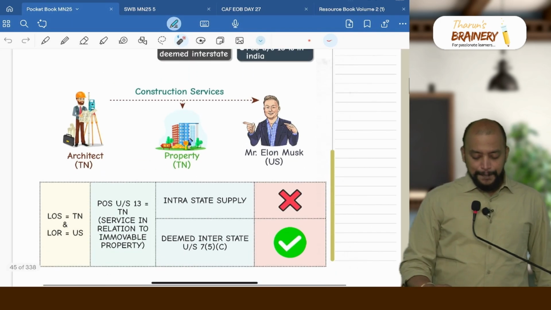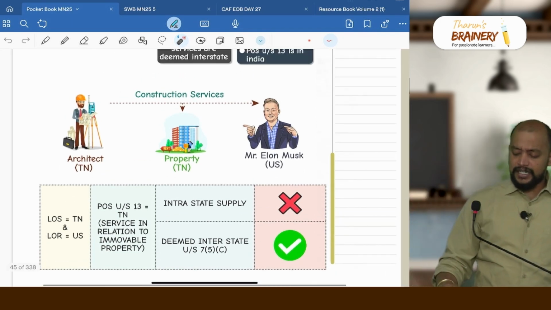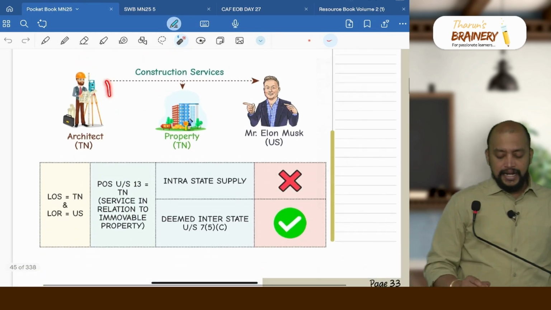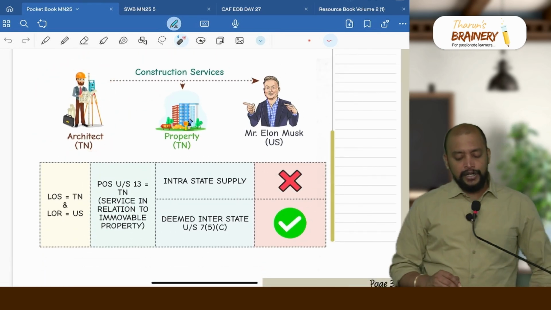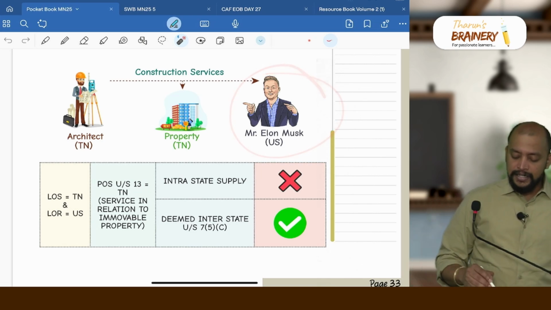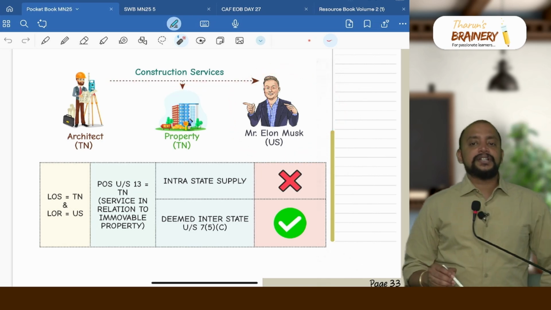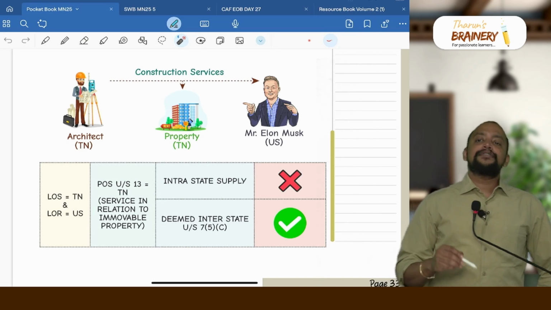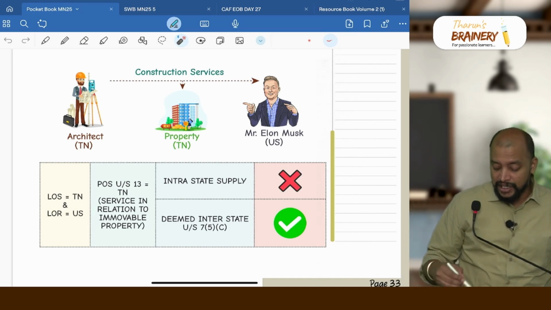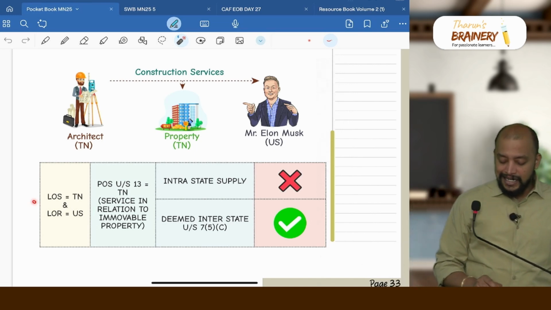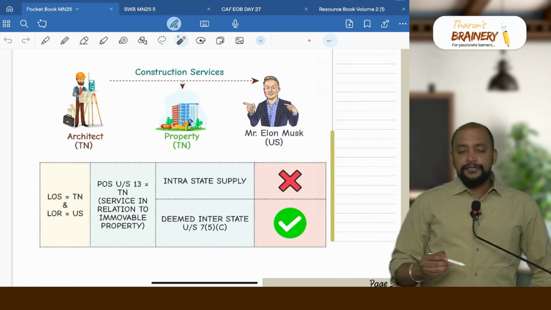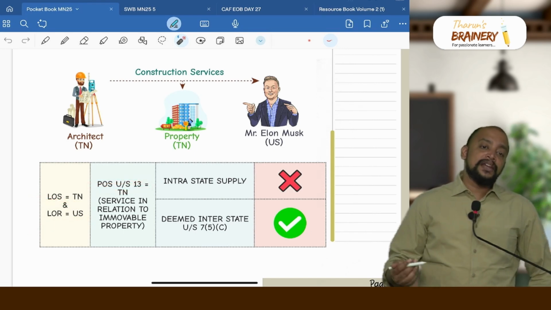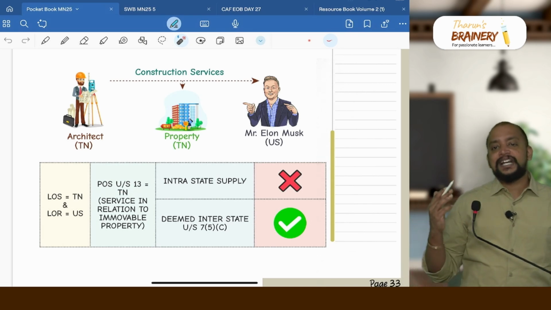So this is about the place of supply under section 13, that is in India. So there is an architect. That architect is located in Tamil Nadu, and Elon Musk in US. And the architect provided construction services in relation to a property which is located in Tamil Nadu. So now we need to determine the place of supply under section 13, because the supplier is in India and the recipient outside India. The place of supply will be the location of immobile property as per section 13.